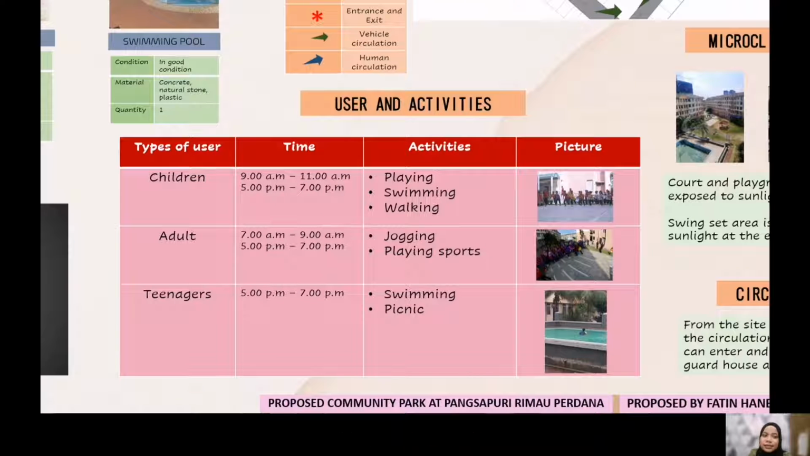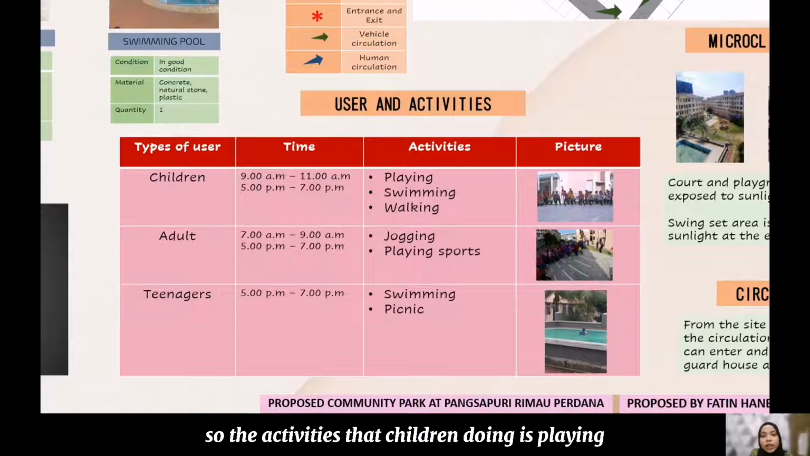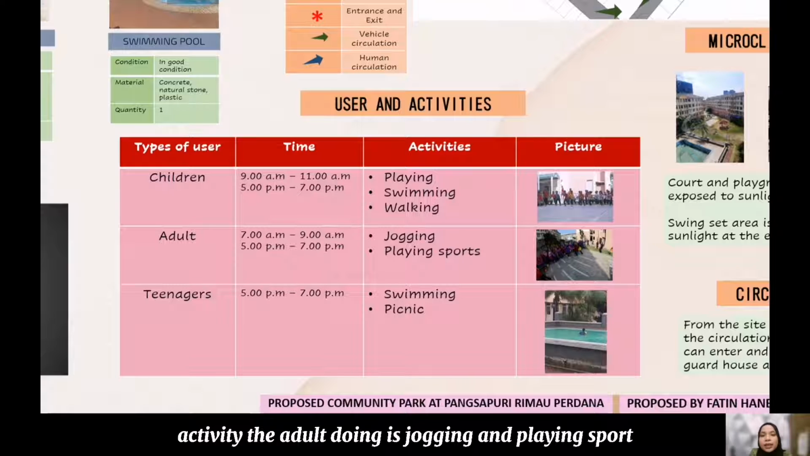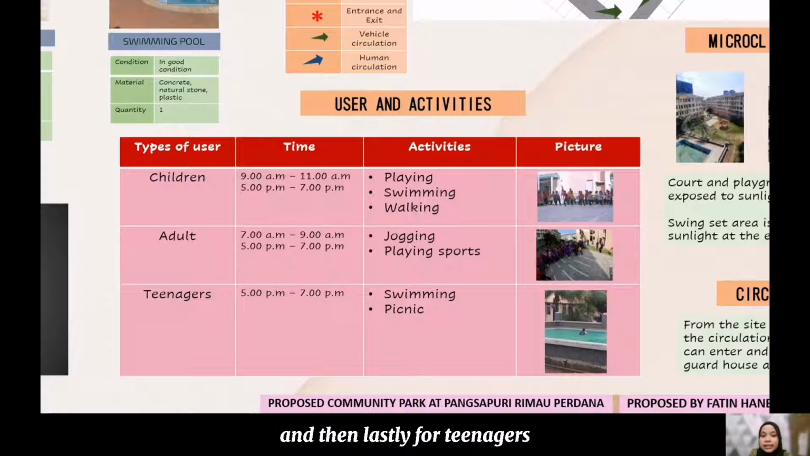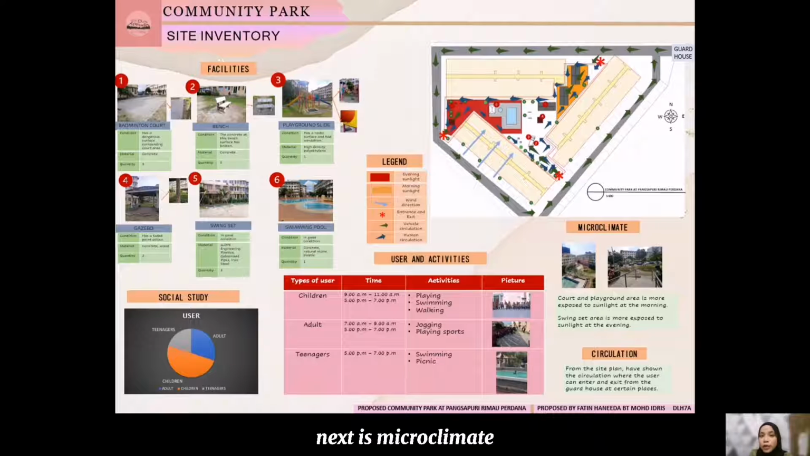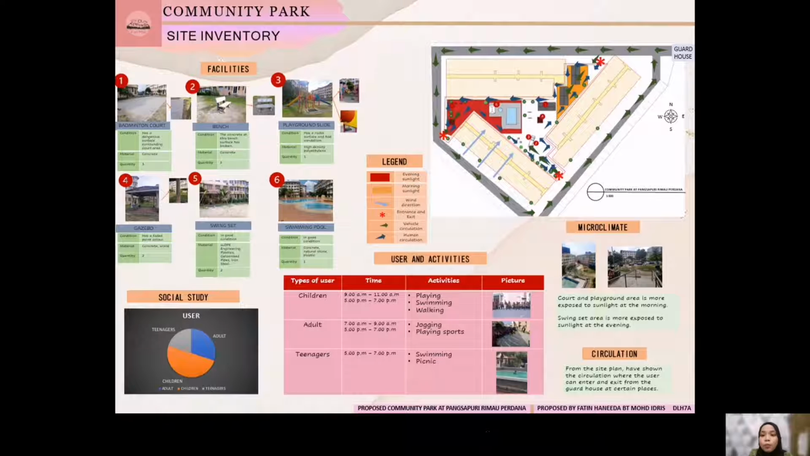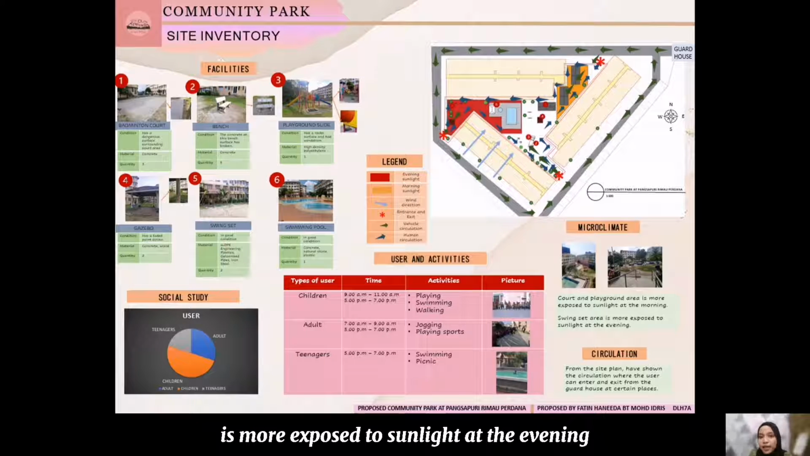User and activities. So the type of user is children. The activities that children do are playing, swimming, and walking. For the adults, the activities they do are jogging and playing sport. And then lastly, teenagers do swimming and picnic. Next is microclimate. Microclimate shows the sunset and sunrise. So for this site, the court and playground area is more exposed to sunlight in the morning, and the swing set area is more exposed to sunlight in the evening.